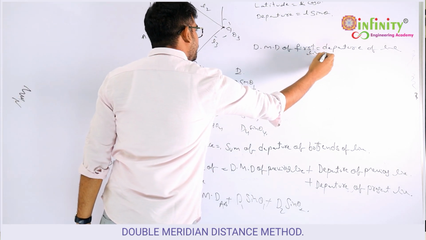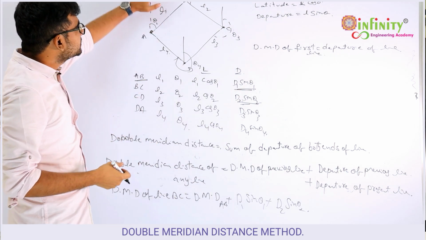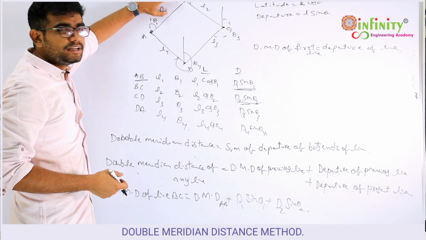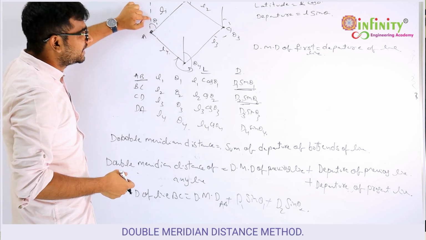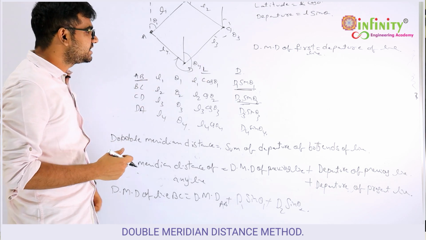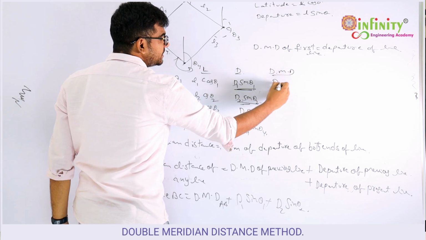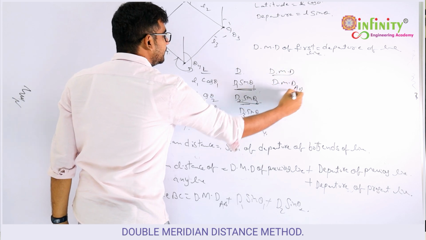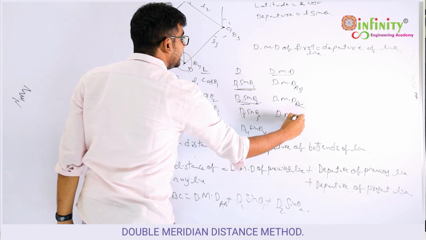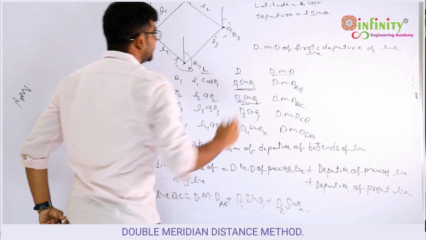Then, what is the importance of determining this DMD? The departure of the line AB equals the DMD of the line AB, but for the remaining lines, you determine it like this. Once you determine the DMD of each and every line, say DMD of line AB, DMD of line BC, DMD of line CD, DMD of line DA, all these things are determined.